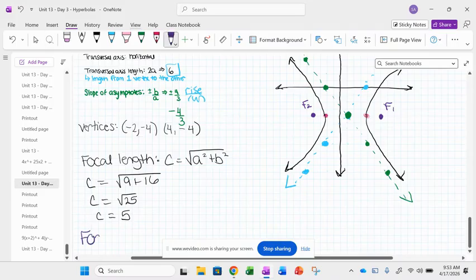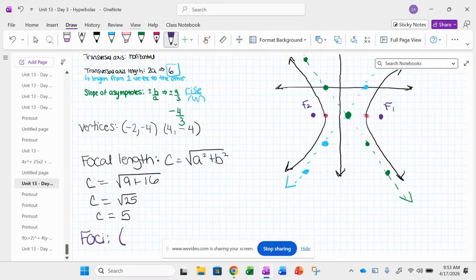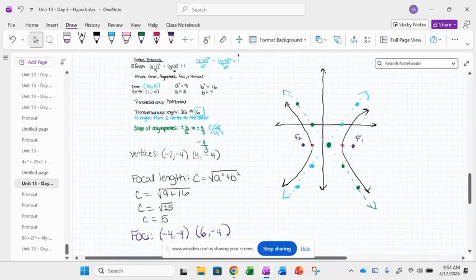And so I want the coordinates for the foci. So the first point is going to be -4, -4. And the second coordinate will be 6, -4. And there's our graph and everything I asked for.